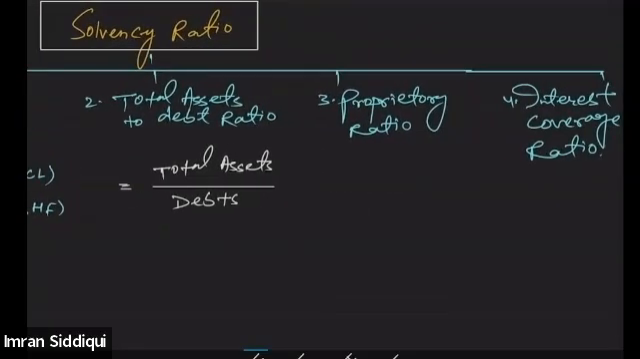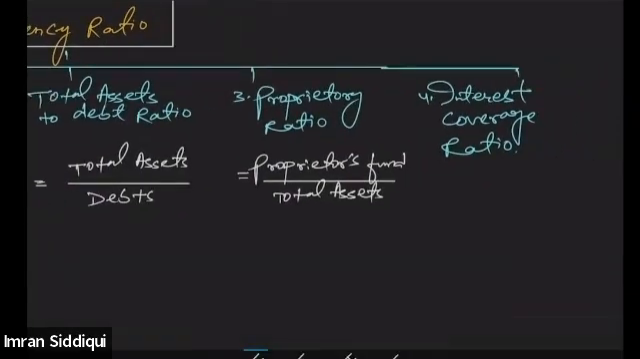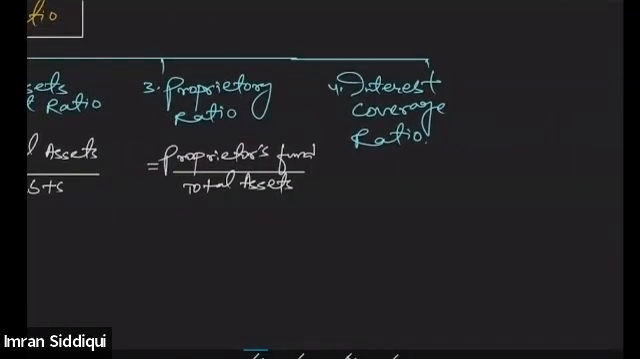Then the next formula is proprietary ratio. Formula for this is proprietors fund divided by total assets of the company. Now it is again a little confusing. What is proprietors fund? See, proprietors fund is nothing but the shareholders fund. Shareholder fund is itself called proprietors fund. Understood? Is it clear, everybody?